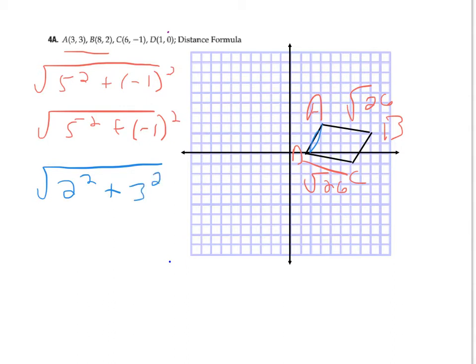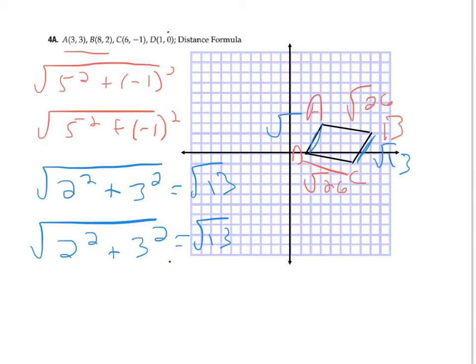Now let's do BC. The difference of my x's, 8 minus 6, is 2 squared. The difference of my y's is 2 minus 1, which is 3. So again, we see we have the same radical. Not that it's important in this case, but these are both radical 13. So this is a parallelogram because opposite sides are congruent. Both pairs of opposite sides. Check. It is a parallelogram.